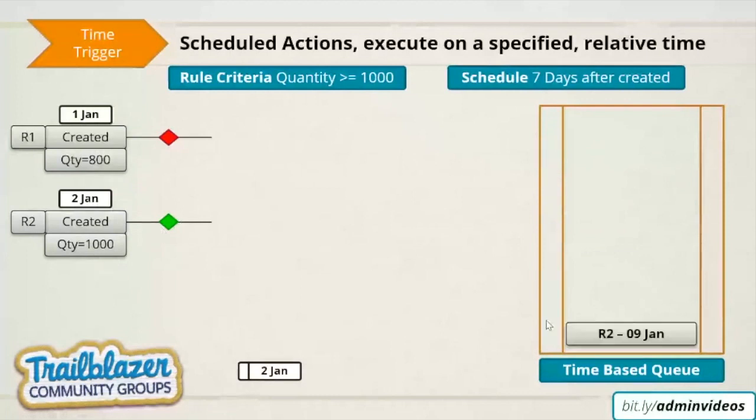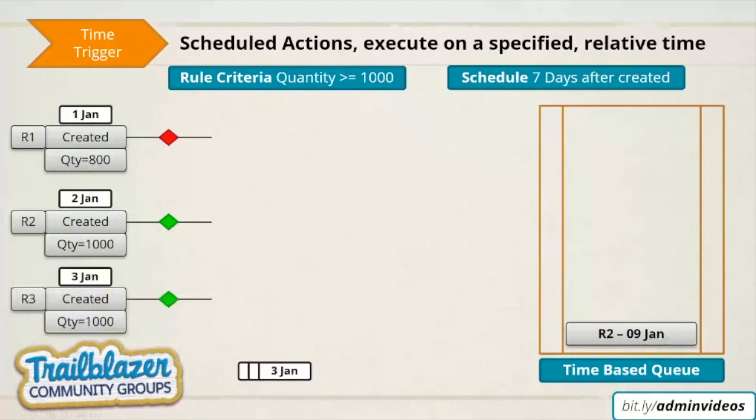So what will happen? We would get a record in the time-based queue that for record 2, I should trigger the action. Let's assume for now we are sending an email as an action. So for record 2, send an email on 9th of January, which is 7 days after the record was created. So record was created on 2nd Jan, we want to send an email on 9th of Jan. So this goes in the queue, sitting there waiting for 9th of Jan to come for this email to go. Now, meanwhile, I created one more record, record 3, on 3rd of Jan, which also meets the criteria. So what will happen? One more record sits in the queue that for record 3, I should send an email on 10th of Jan.